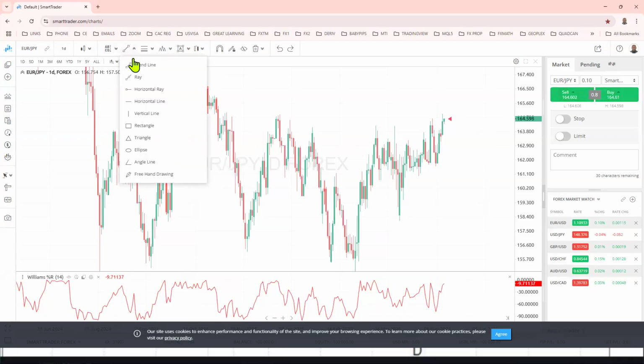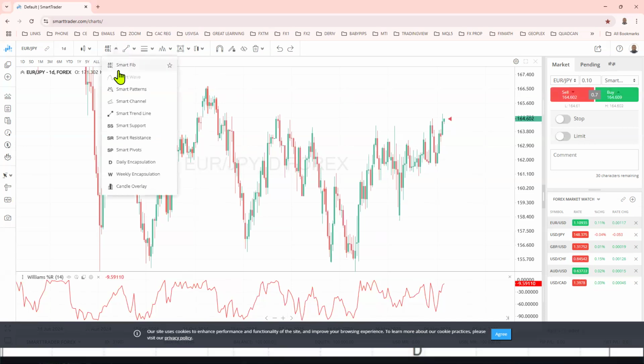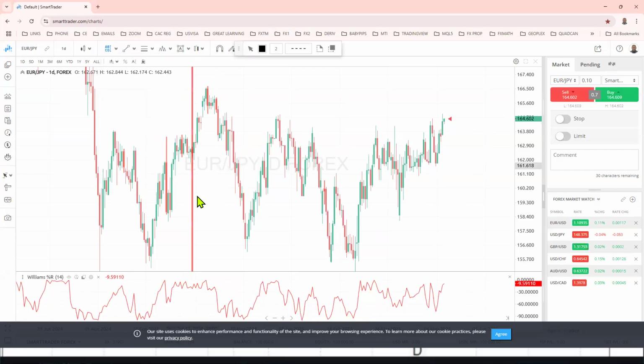Maybe it's not showing because my account is free. I'm supposed to have another tab here. Okay, yes, wait. See the smart pattern. Oh, smart fib. Step. Yeah, okay, that's the smart fib.